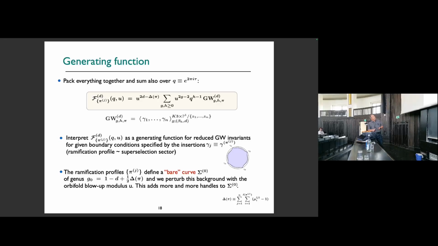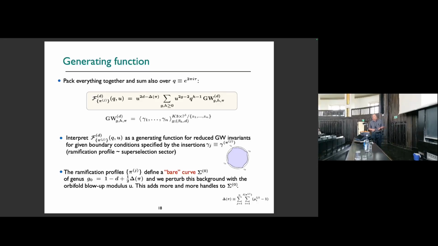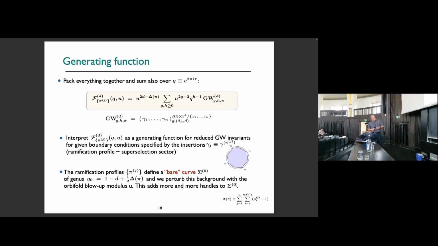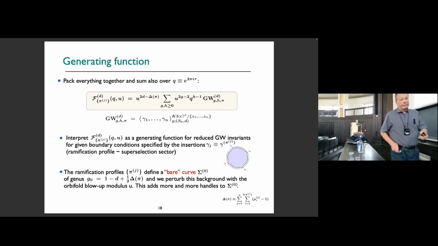if we don't switch on U, this still defines a Riemann surface, because if these are non-trivially branched, then we can get a higher genus Riemann surface to start with. This is what we call a Baire curve. And then switching on U then perturbs this geometry by adding more and more handles to this Baire curve.